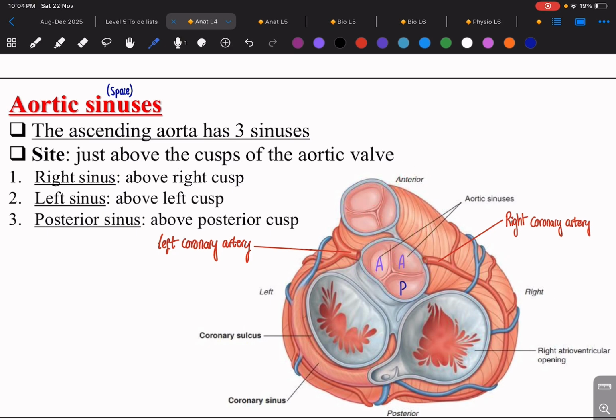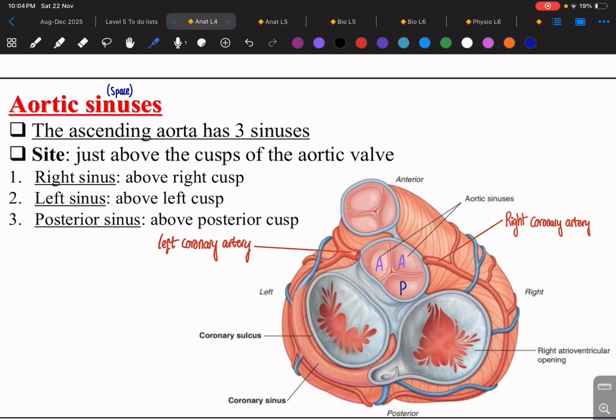Okay, but what do we need to know here for the aortic sinuses? We need to know that these cusps that we mentioned before have spaces, which are known as sinuses. So these sinuses we're going to name after the area they're in. This is going to be known as the right sinus or the right aortic sinus. Here the left aortic sinus. And here the posterior sinus. Okay? What's the importance of knowing these sinuses?